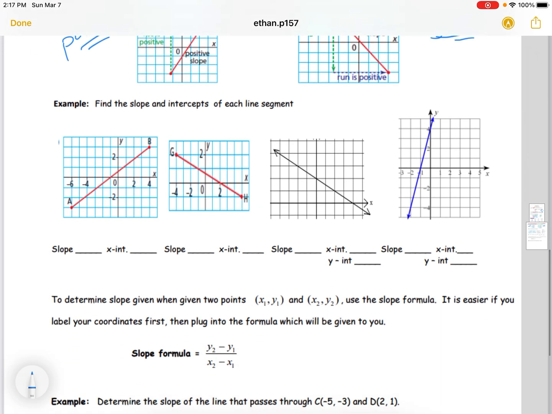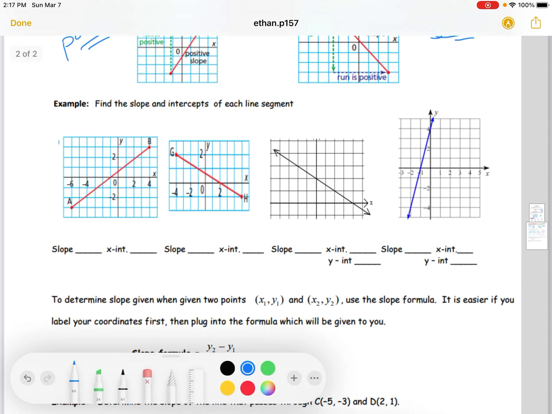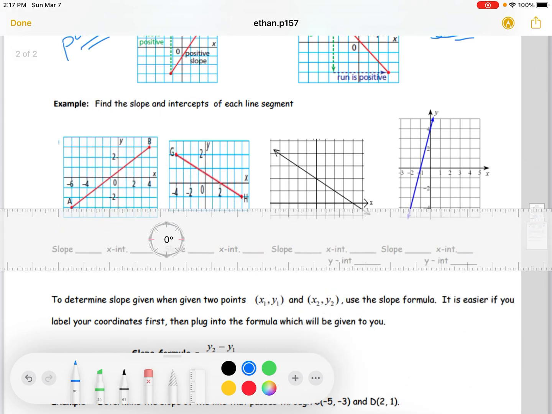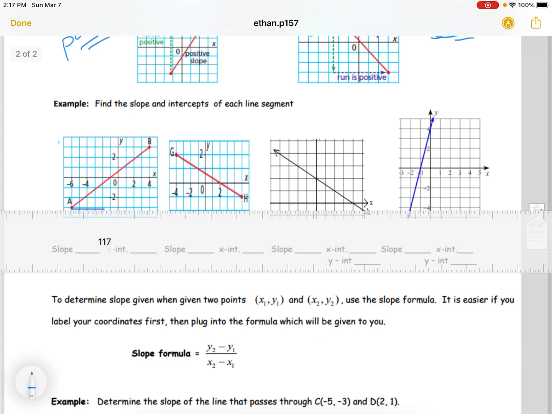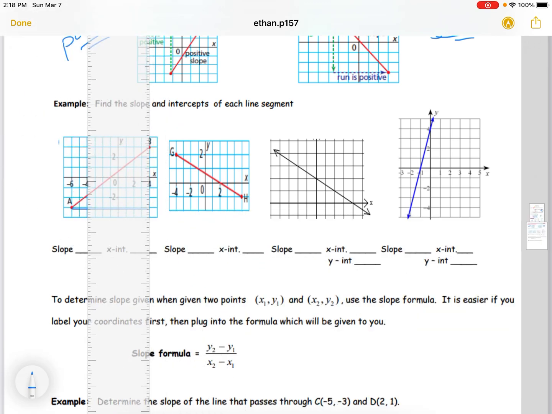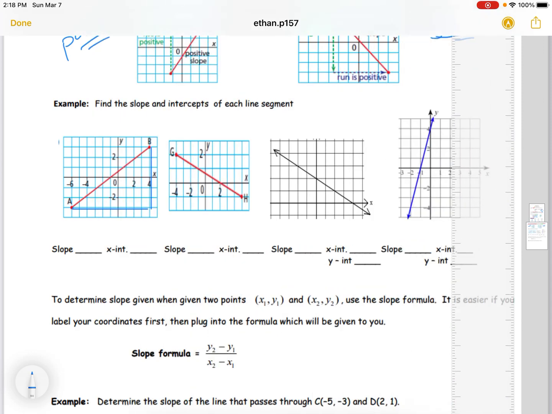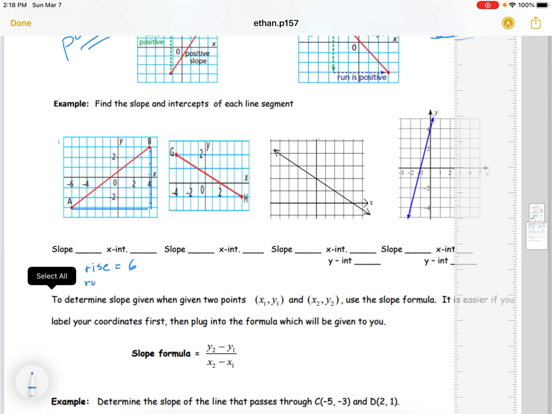So let's look at this first one. I've got 2 points on the line. And what I like to do is think about it in terms of drawing a little square underneath it. You don't have to draw it in, and it helps you for counting. So our slope, it's rise over run, right? Well, our rise, it goes up 1, 2, 3, 4, 5, 6. So my rise equals 6, and my run equals, it goes over 1, 2, 3, 4, 5, 6, 7, 8, 9, 10.